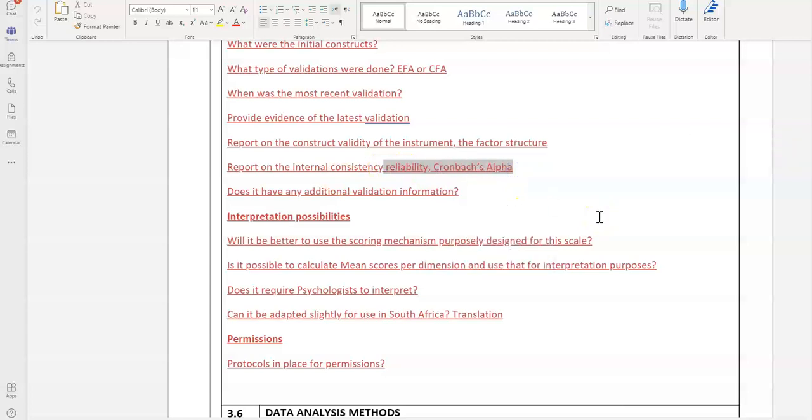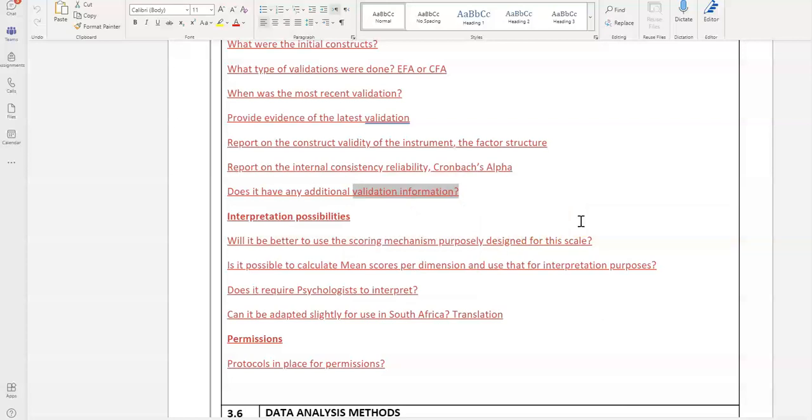Okay, that's very important. We need to know whether the scale was reliable and to what extent it was reliable, and also if there is any additional validation information that you can supply regarding the validity of the instrument.